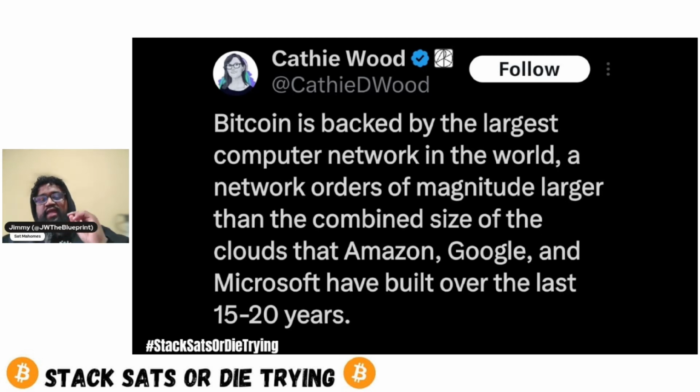If you go and check Amazon, Google, and Microsoft, and you look at where the value lies in those companies, a lot of it is the size of their network, right? Well, some will say all of it's in the network. But just look at the clouds that they create, whether that's Google Cloud, Microsoft Azure, Amazon Web Services, all those. Bitcoin is, to use Cathie's words, orders of magnitude larger than the combined size of those. That's what we're talking about.